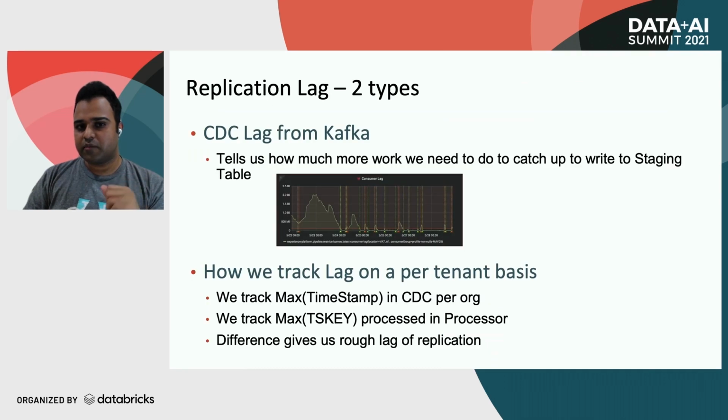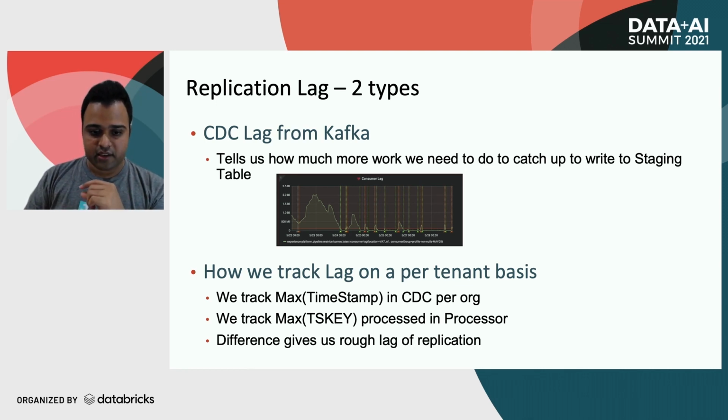Monitoring the system is also an extremely important thing. We have two ways to monitor the system. One is the CDC lag from Kafka, that is the upstream. We need to be able to tell how much more work is needed to be done for us to write to the staging table.